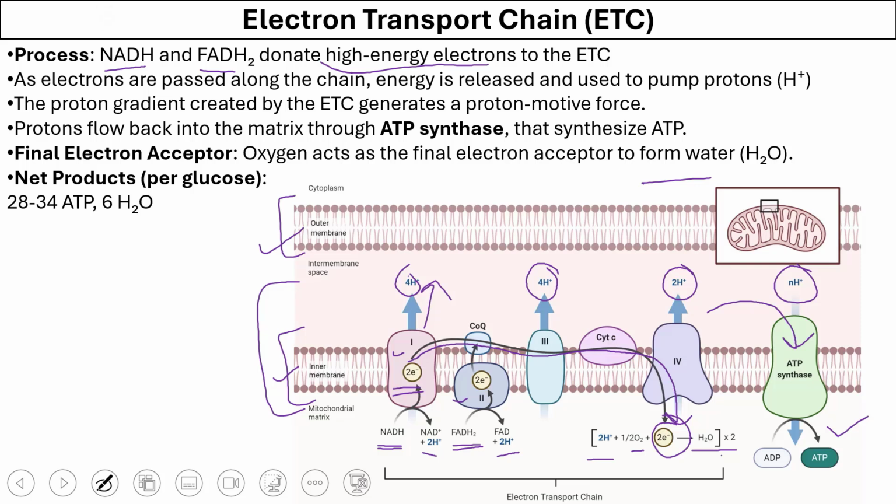Now, as we have seen that NADH has more potential of generating this hydrogen ion concentration than FADH2, from each molecule of NADH you get 2.5 to 3 molecules of ATP, whereas from each molecule of FADH2 you get 1.5 to 2 molecules of ATP. Thus, the net product of this electron transport chain can be 28 to 34 molecules of ATP and 6 molecules of water, which you are seeing here.